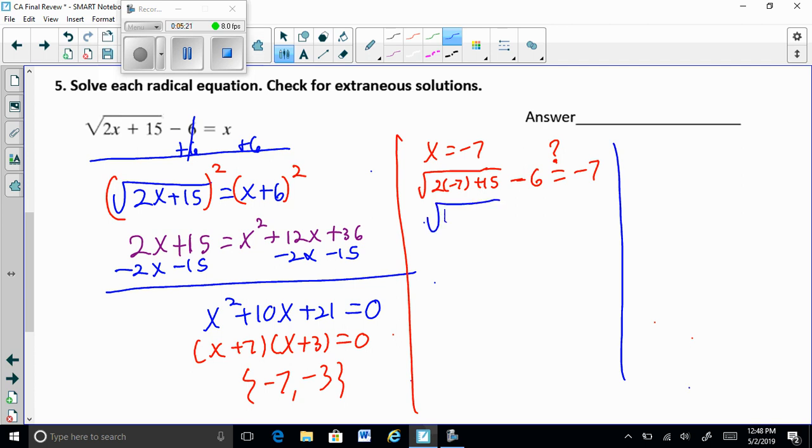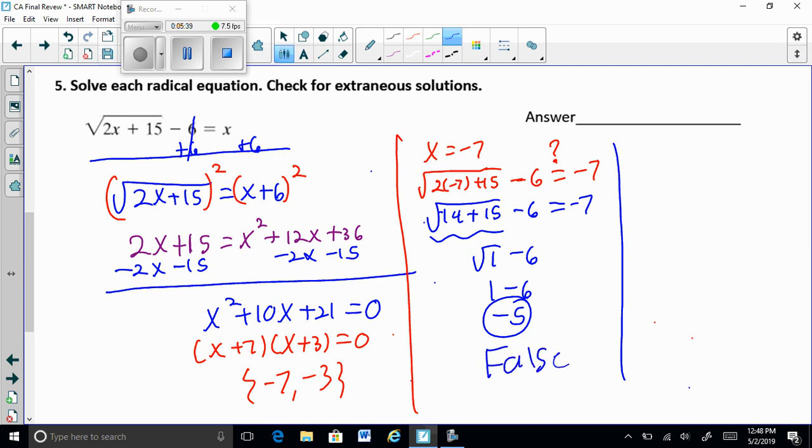So we get the square root of negative 14 plus 15, minus 6. So then our radical simplifies into the square root of 1 minus 6. That turns into 1 minus 6, which is negative 5. That does not equal negative 7, so that's false. So we know that negative 7 cannot be my solution.